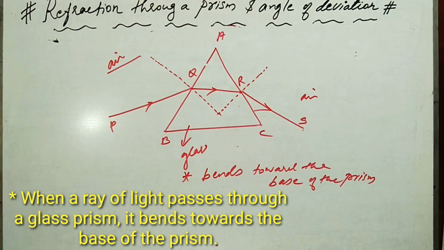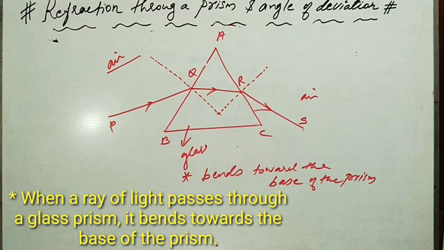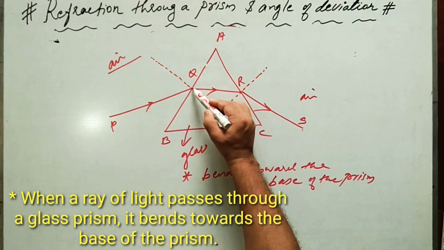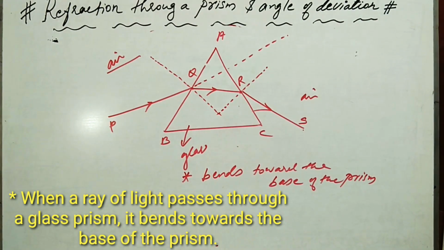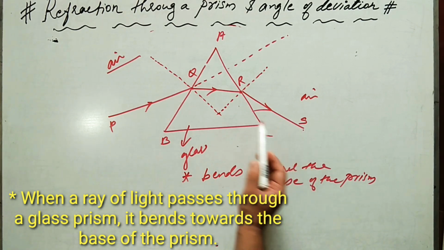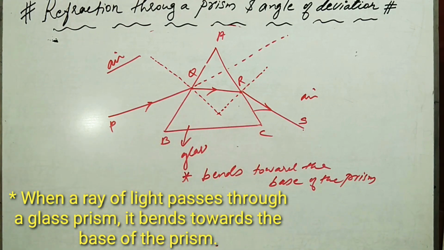Now, see, the ray PQ is incident on the surface AB. If there was no glass prism, what would have happened? It would have traveled in a straight line. Now you can see the emergent ray; compare the emergent ray with respect to the incident ray.